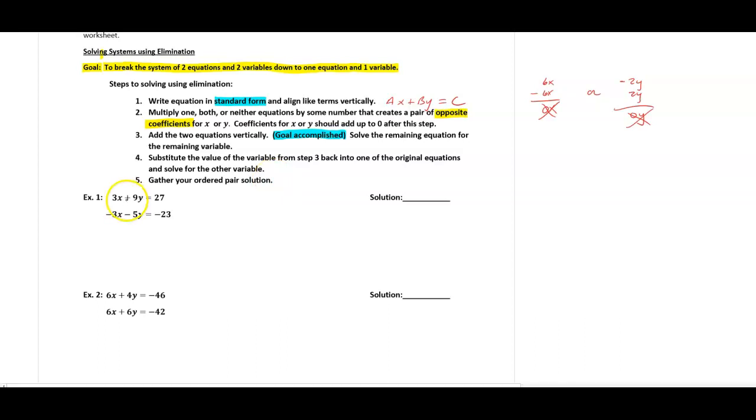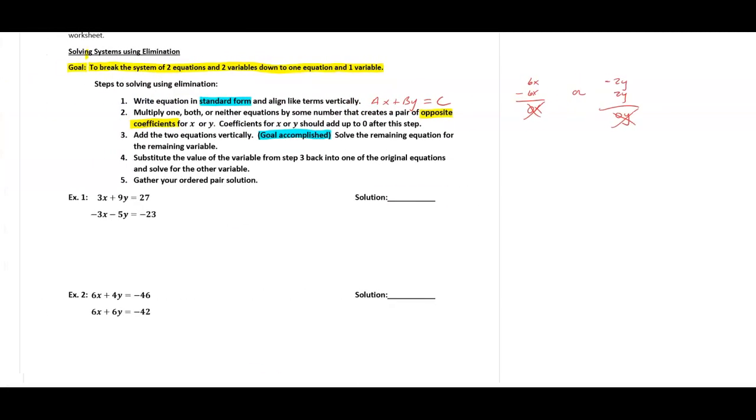Notice here, if I add these equations vertically, I always do that test first, right? Add the equations vertically. Sometimes the variables will eliminate automatically. So here, if I do 3x minus 3x, will that give me 0x? Yes. What I notice is the x terms cancel out as soon as I add these vertically. So now I notice 0x gets rid of that. So I have 9y minus 5y is 4y equals 27 minus 23 would give you 4. Divide both sides by 4 and y is equal to 1.